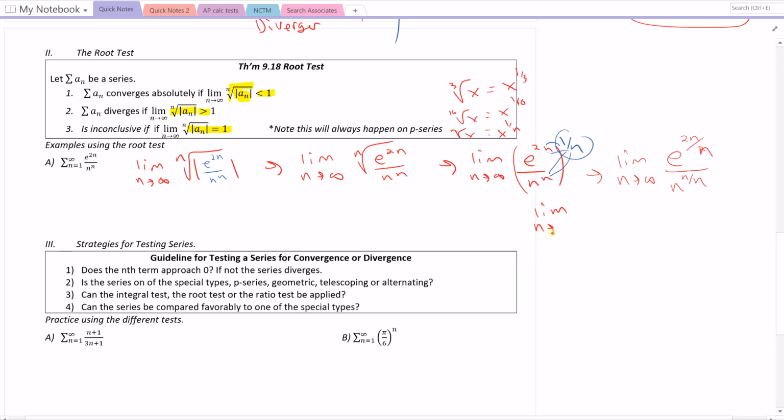Limit as n goes to infinity, that's e squared over n. And this is a constant over infinity, which goes to 0, which is less than 1. So by the root test, the series converges.